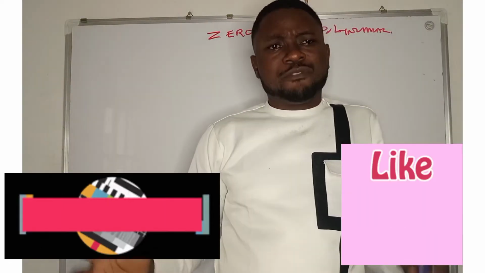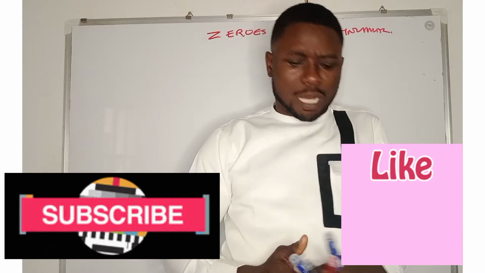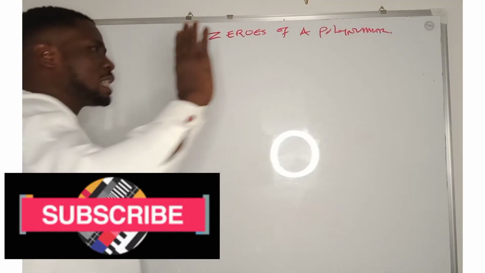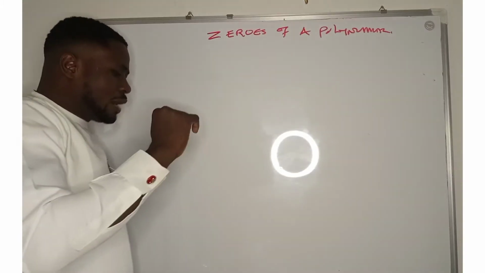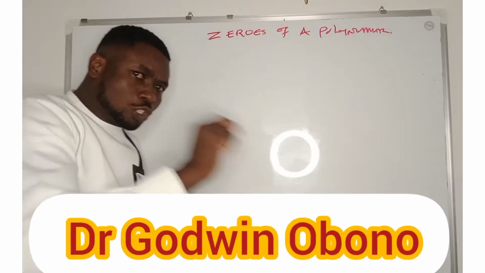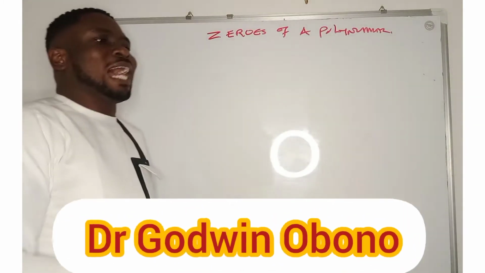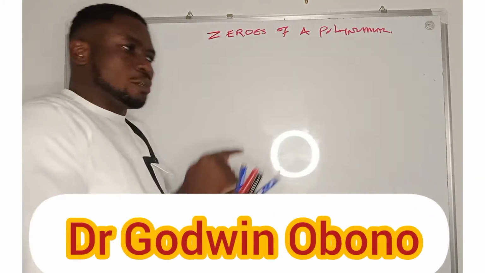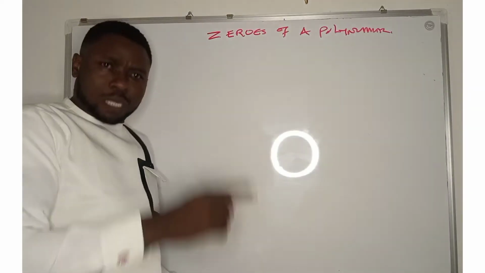What do we refer to as the zeros of a polynomial? Let's quickly discuss it. When we say zeros of a polynomial, we are referring simply to the roots of that polynomial. What are those numbers that, if you substitute them in that polynomial, it will become zero?